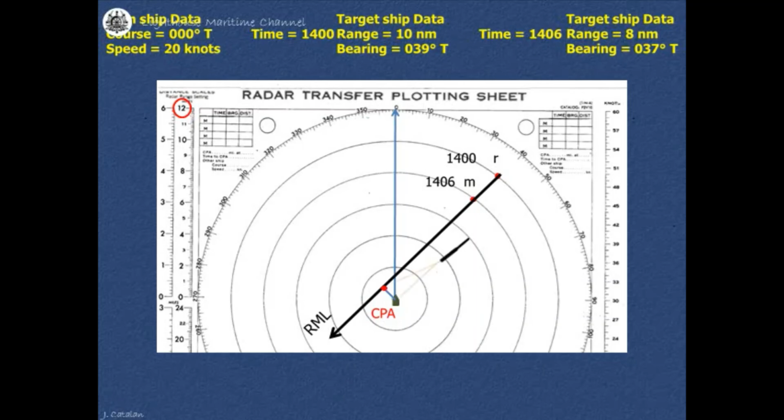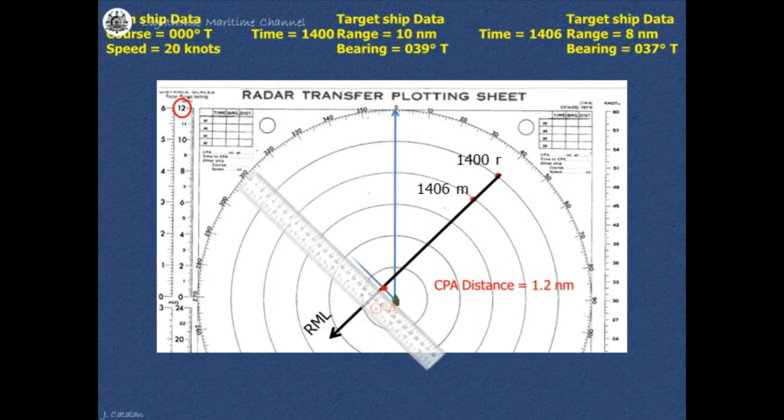Measure the range using the compass divider. Bring it to the 12 nautical miles scale, and it reads 1.2 nautical miles. Measurements in this video presentation are less accurate than the actual radar transfer plotting sheet. What is necessary is the methodology.